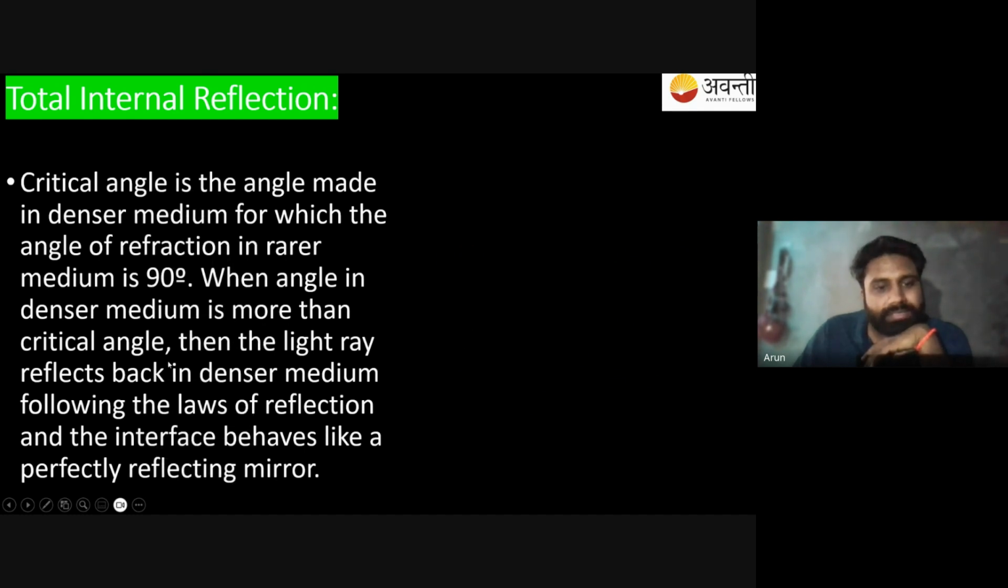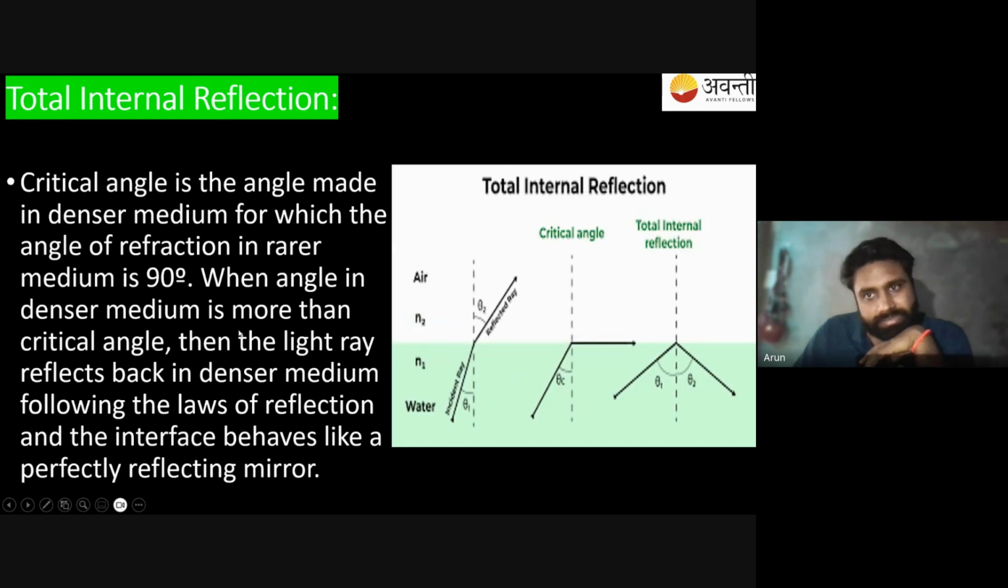You can read this definition. This is the TIR. Water is denser than air. This is the incident ray at an angle theta getting refracted, moving away from the normal. But for the critical angle, the ray does not go inside the medium. It moves along the boundary, grazing the boundary.